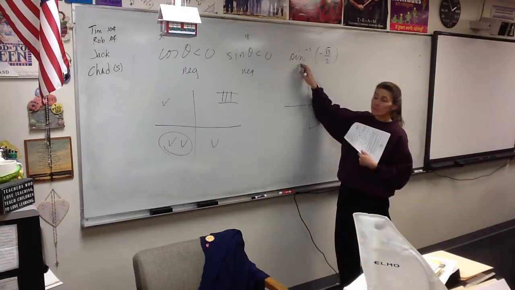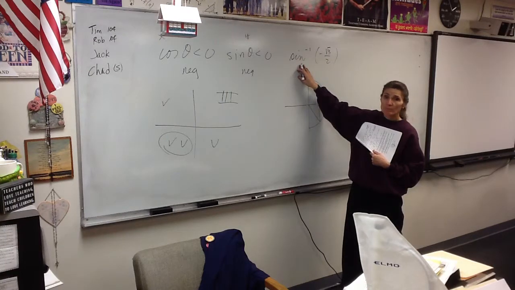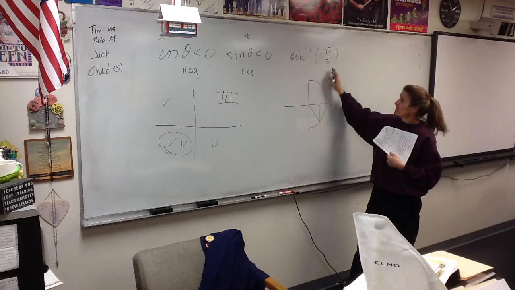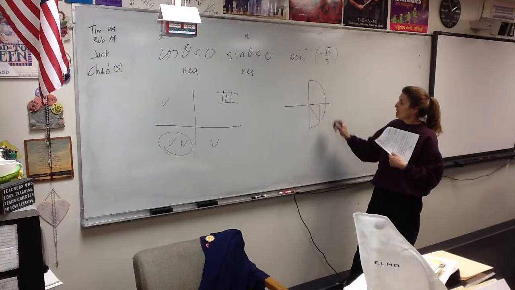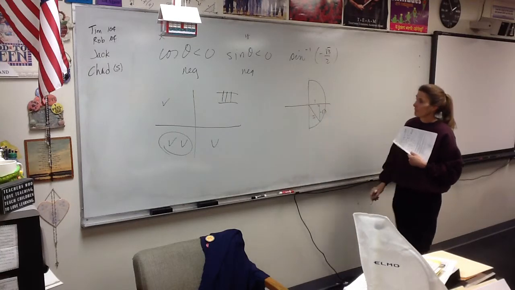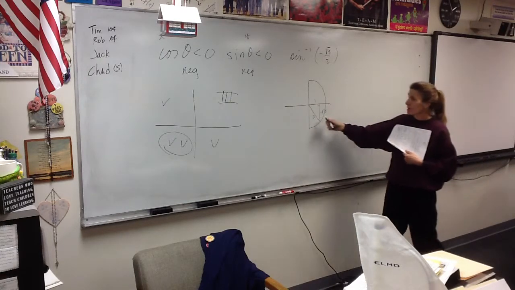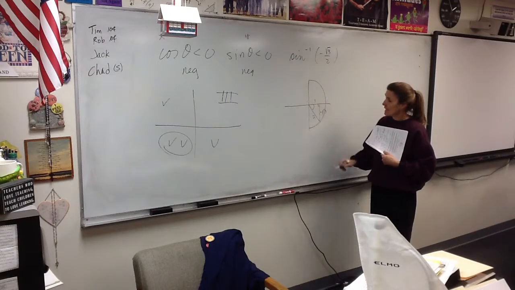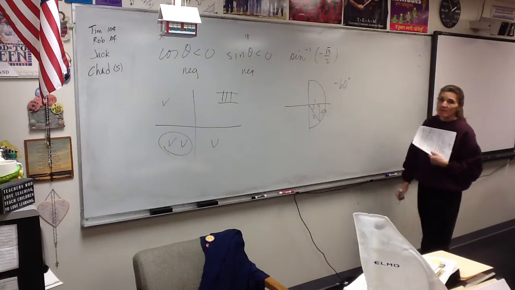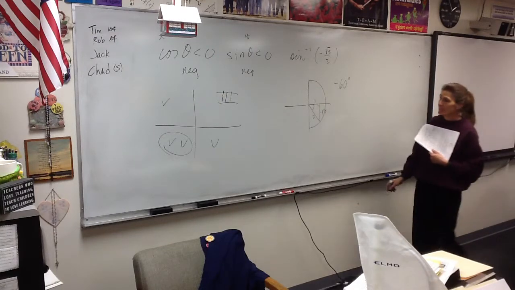Remember, this notation always means one answer. I'm on the right side. If that's a positive number, I'm up here. If it's a negative number, I'm down here. The sign is negative root 3 over 2. So I label my triangle accordingly. And this angle is negative 60 degrees. The answer is negative 60.